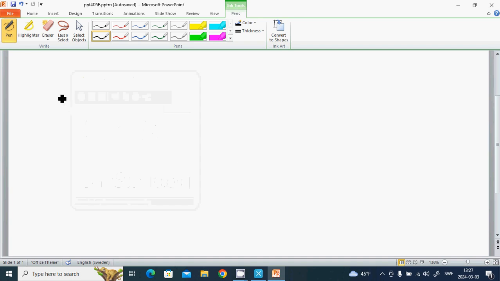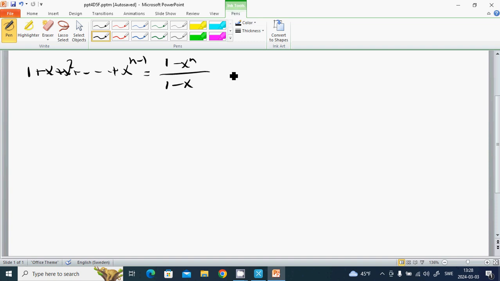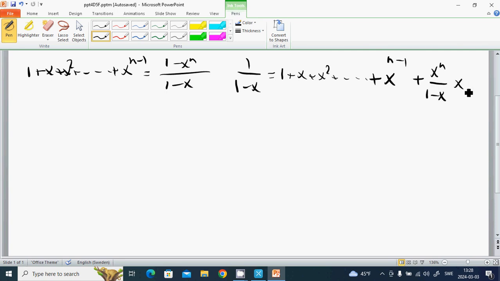Hello everyone, we continue the series, and it is the Maclaurin series of ln(1 minus x). But before, we have 1 plus x plus x squared plus up to x to the power n minus 1 is (1 minus x^n) divided by (1 minus x), meaning that 1 divided by (1 minus x) is 1 plus x plus x squared plus up to x to the power n minus 1 plus x^n divided by (1 minus x), and x is not 1.